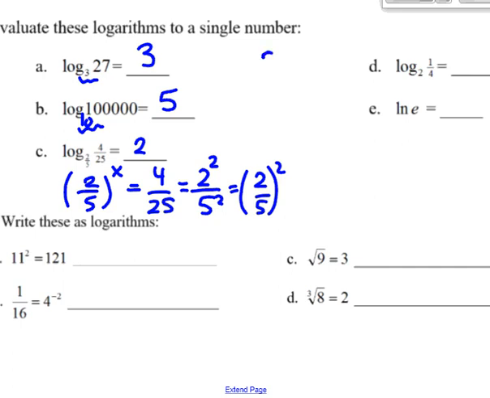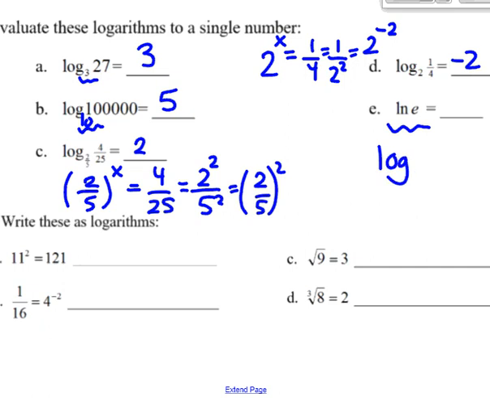For D, you have 2 exponent what is equal to 1/4. 1/4 is the same as 1/2 exponent 2, and it's at the bottom, so if you bring it back up, it's going to give you 2 exponent -2, so therefore you can find that your x is -2. And the last one, ln of e, this is log base e of e. What is the exponent you need to give to e to get e? Well, e is, by definition, e exponent 1, so therefore this is 1.